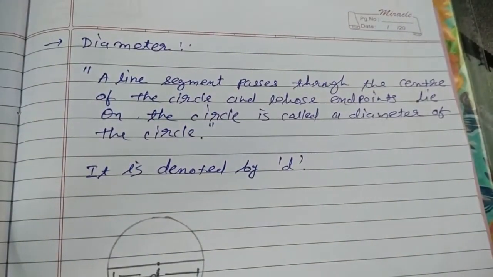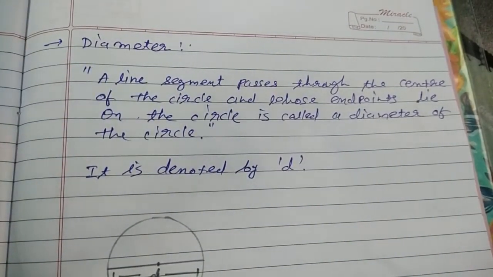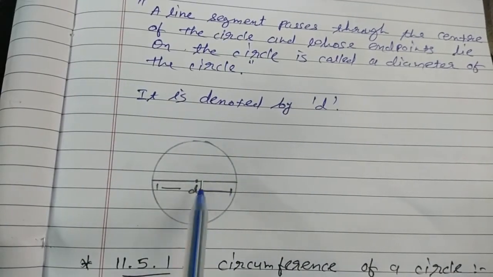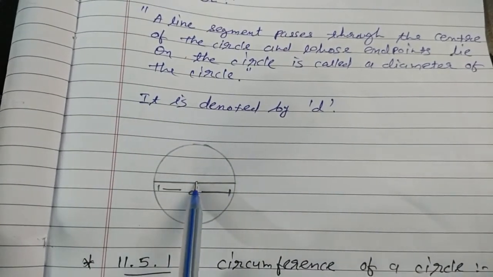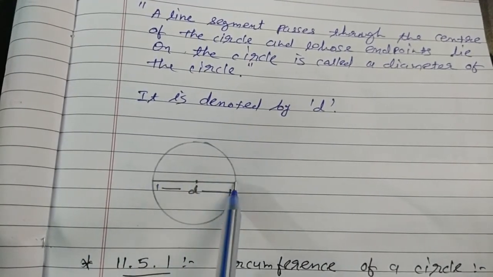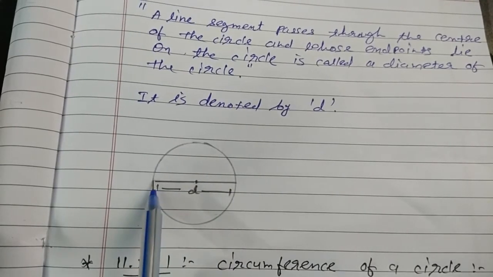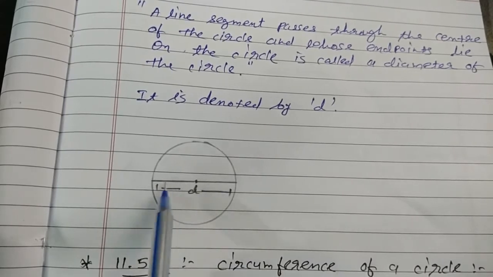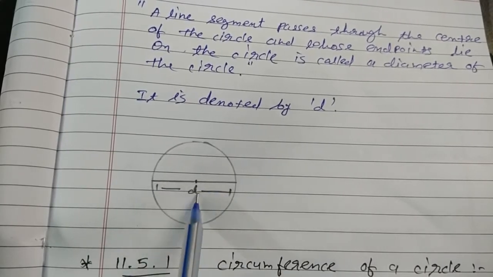Next definition, diameter. A line segment that passes through the center of the circle and whose endpoints lie on the circle is called the diameter of the circle, and it is denoted by small d. Here, for an example, this is a circle. This is a line segment which passes through the center and whose endpoints are on the circle. Here we can see that this endpoint and this point are on the circle. So this is called a diameter.